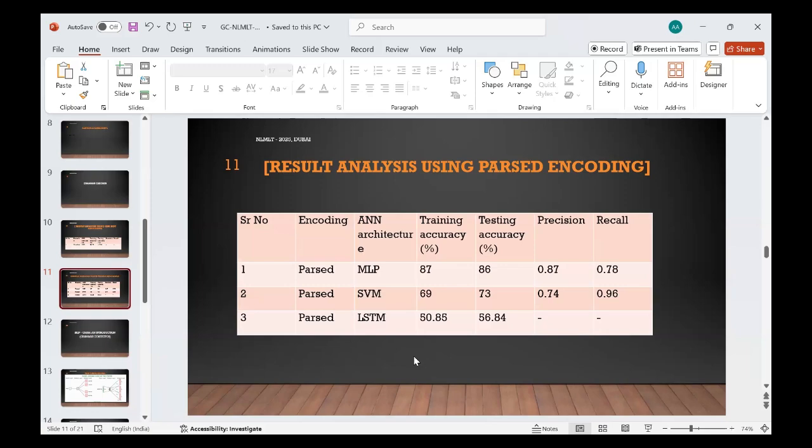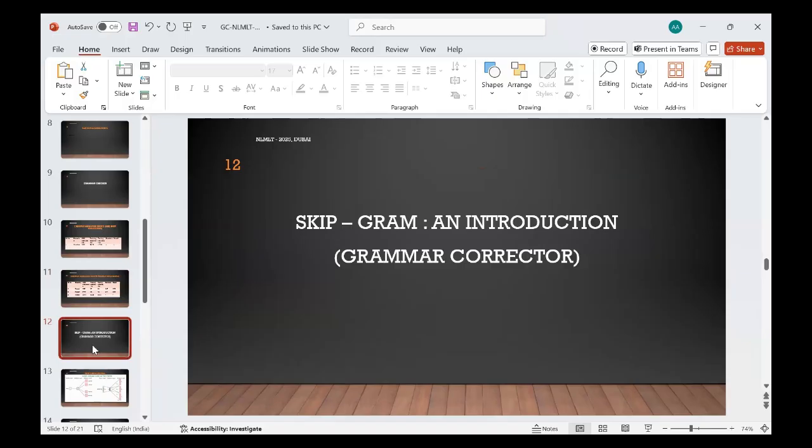And we have got quite significant accuracies as far as the MLP is concerned: 86% for the testing, and 87% for the training. Okay, so after getting the erroneous sentence, we give the sentence to the grammar corrector.